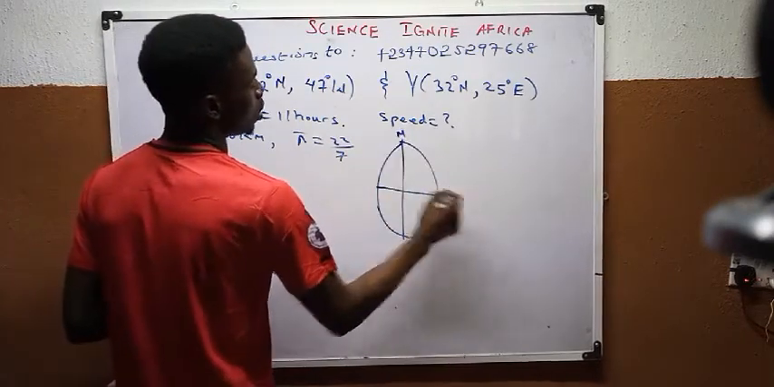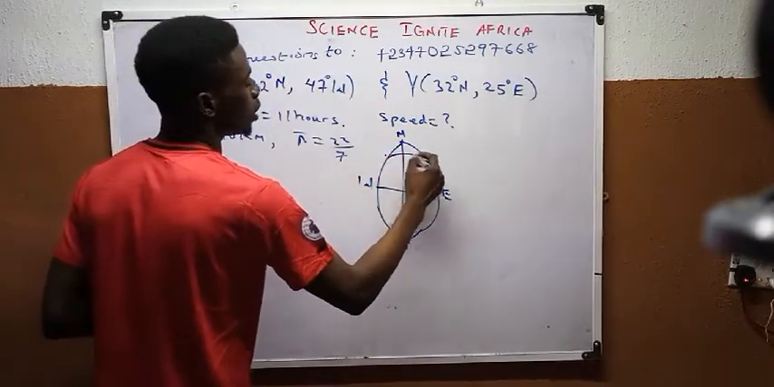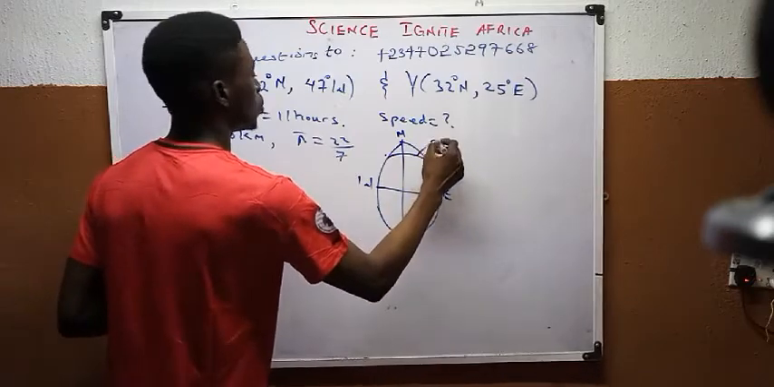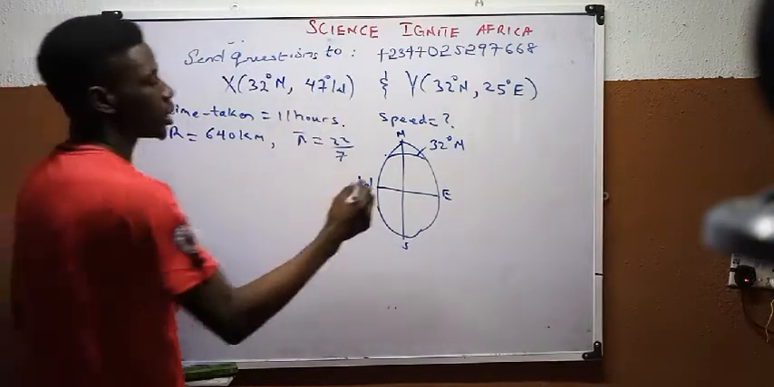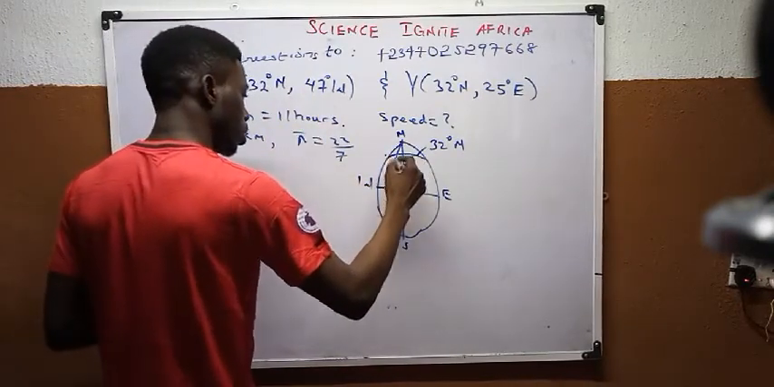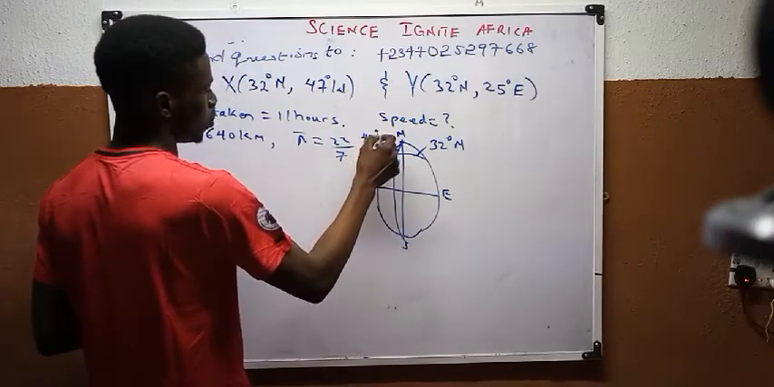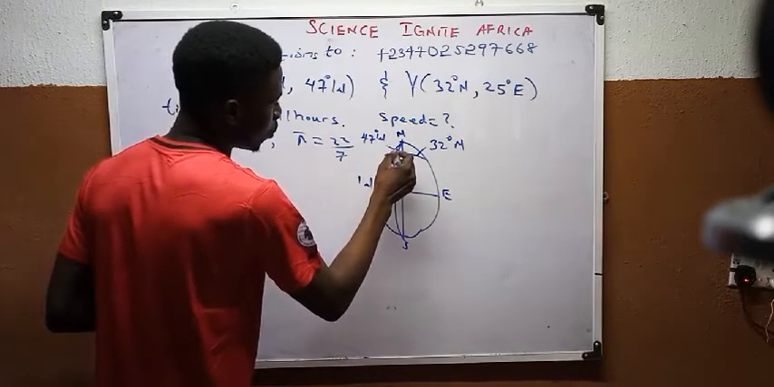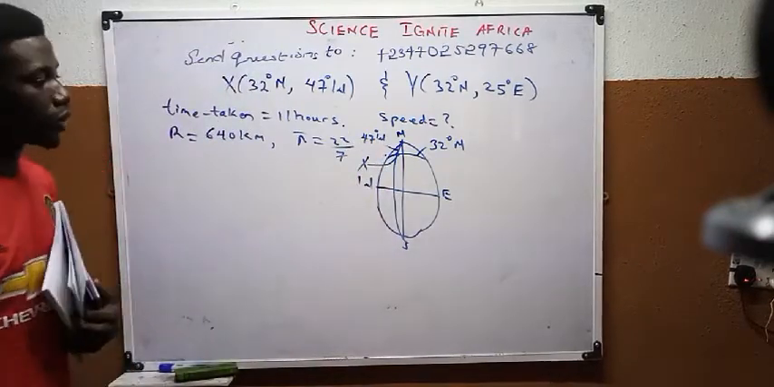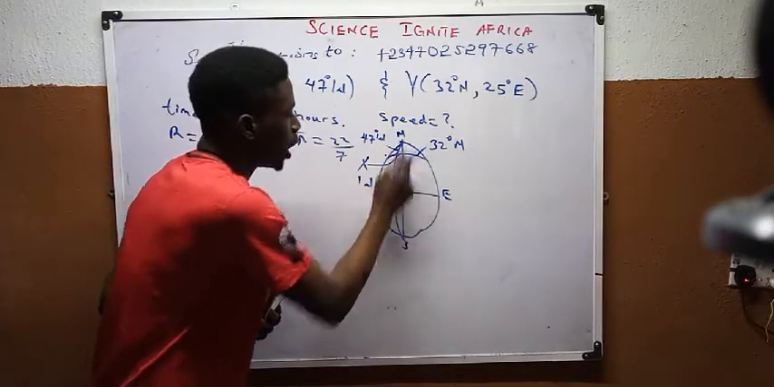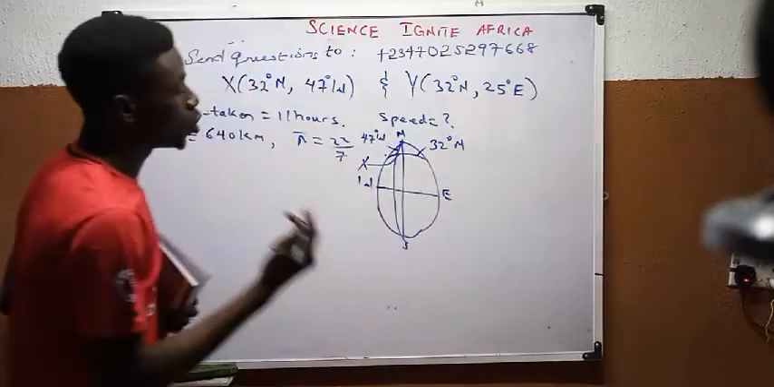So this is like north, east, west, and south. So 32 degrees north, we can find that somewhere around here. So we can say this is 32 degrees north. Then 47 degrees west, that's this side. So let's say this is the 47 degrees west. So this point as it is now is point X, the point where this longitude and this latitude meet.